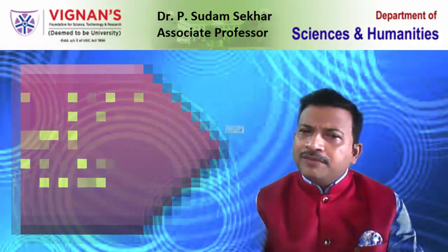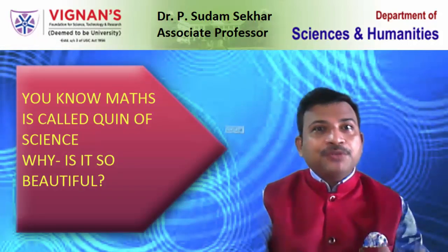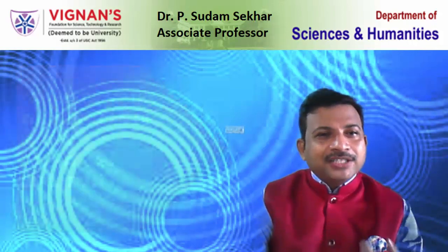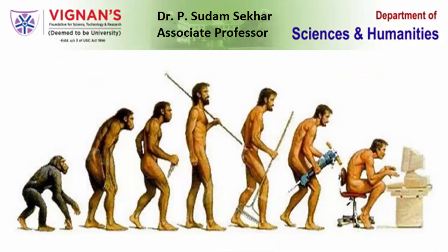You know, math is called the queen of science. Why is it so beautiful? See here. From ape, we became human beings. Ape is an ugly creature. It slowly transformed into a handsome, beautiful human. But when we see an ape, will you give respect? Never.